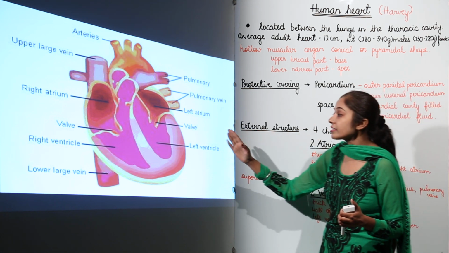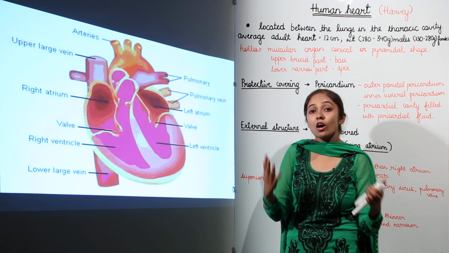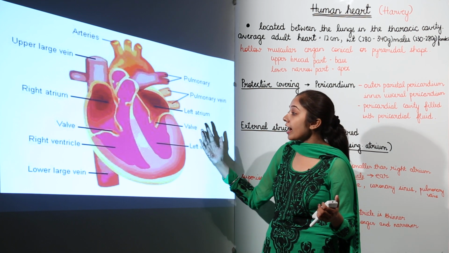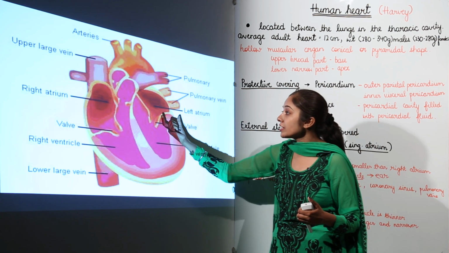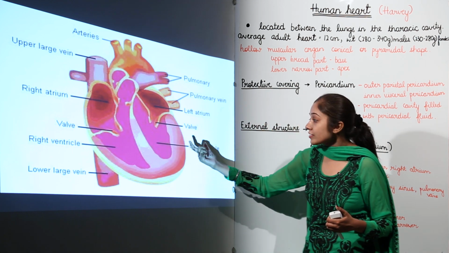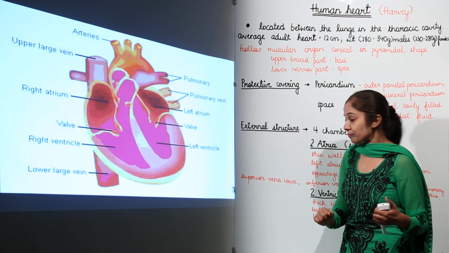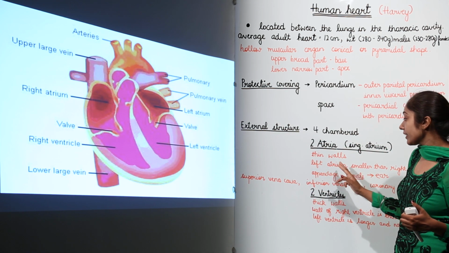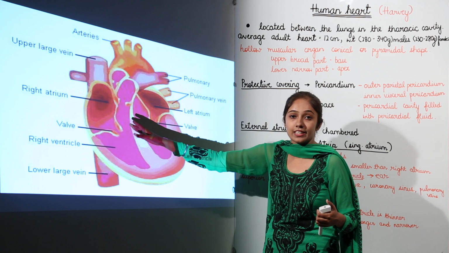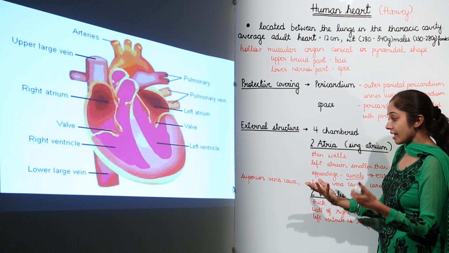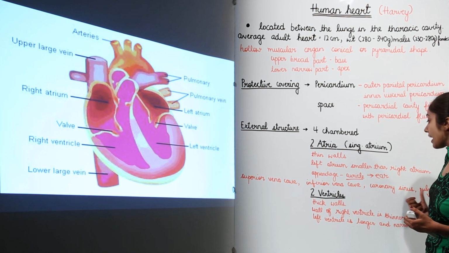So, we have 4 chambers, the 2 atria and the 2 ventricles. We have divided the heart into the left part and the right part. Consequently, we have the left atrium and the right atrium, and similarly the left ventricle and the right ventricle, as you can make out from this image. Remember that the atria have thin walls and the left atrium is smaller as compared to the right atrium. Now what does it have? It has the superior vena cava, inferior vena cava, coronary sinus and pulmonary veins.